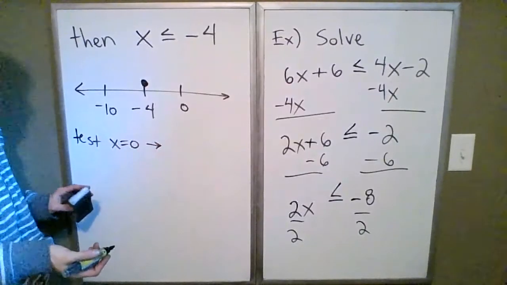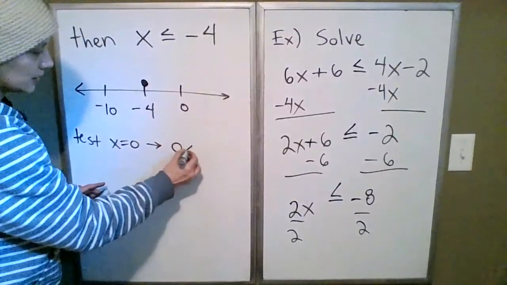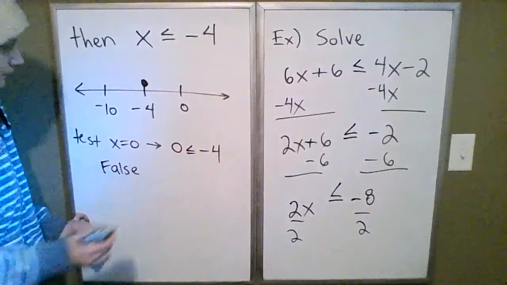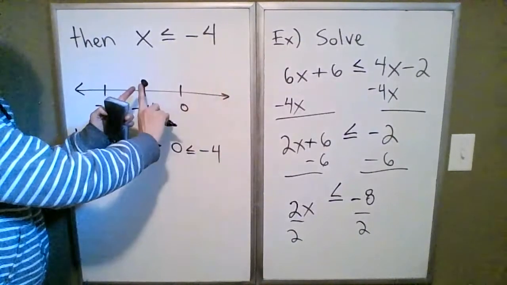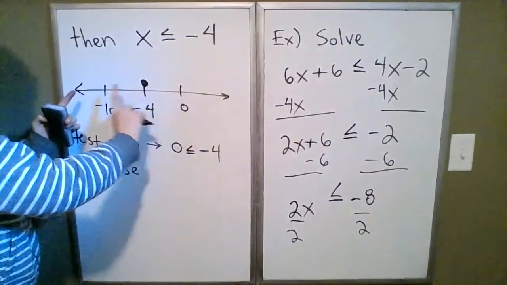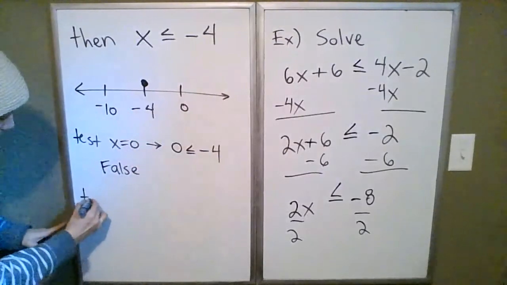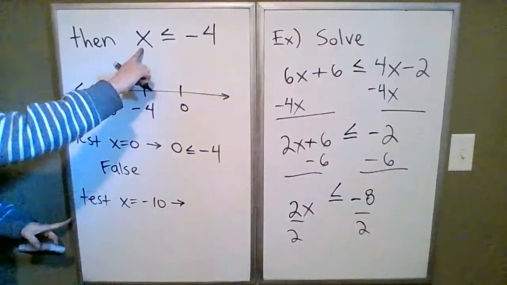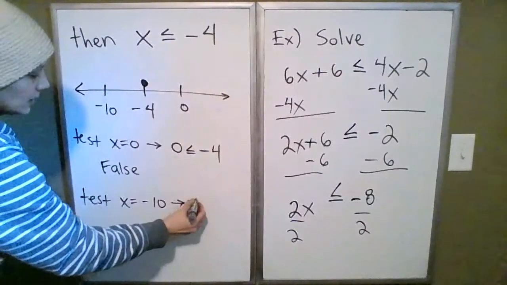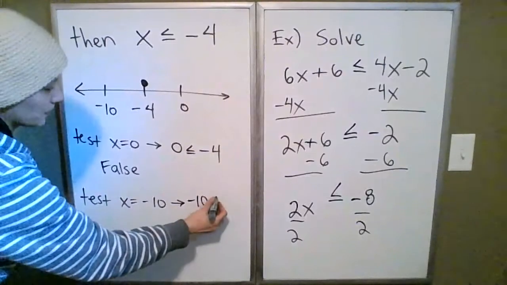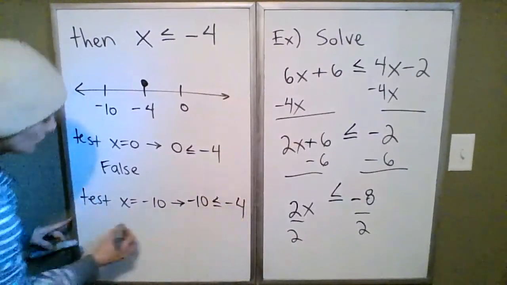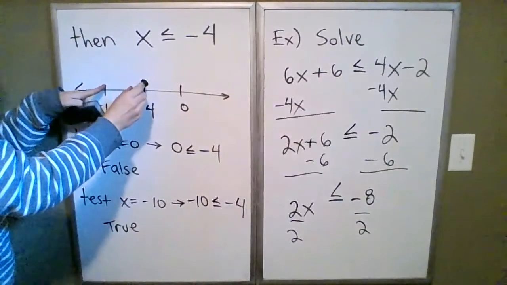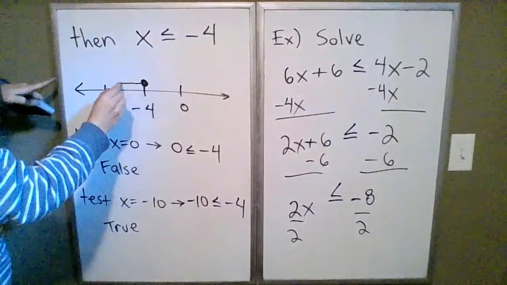Zero less than or equal to -4, which is false. So I'm not shading this way. I think I'm going to shade this way, but I'll test -10 just to be sure. So putting -10 into my inequality. Is it less than or equal to -4? It is less than -4. It's true. So from here, I do want to shade over that solution, and all of these values are solutions as well.